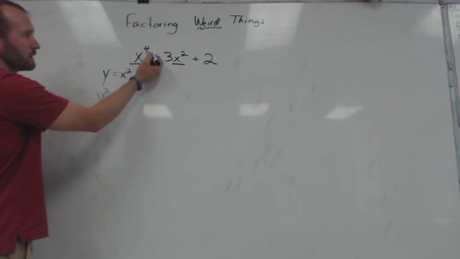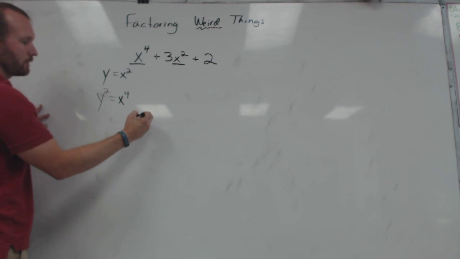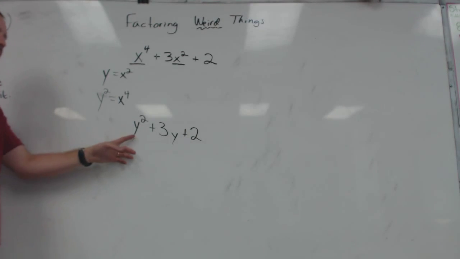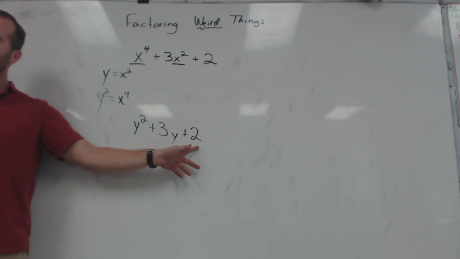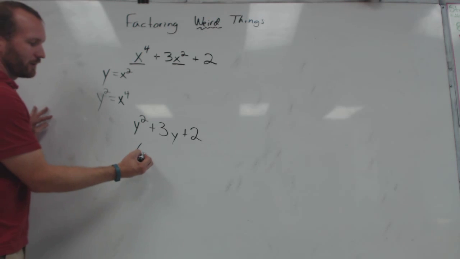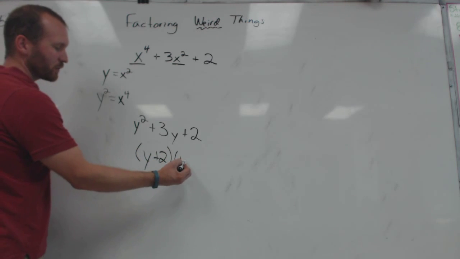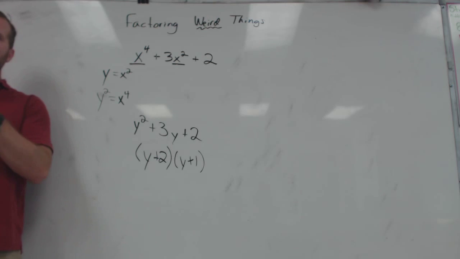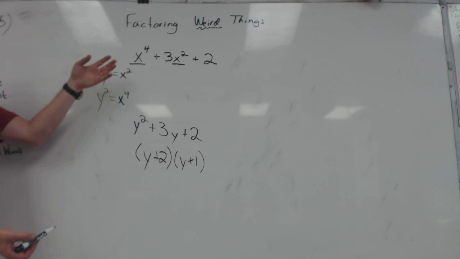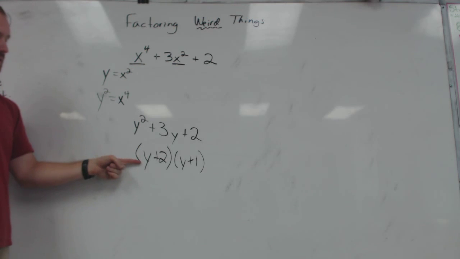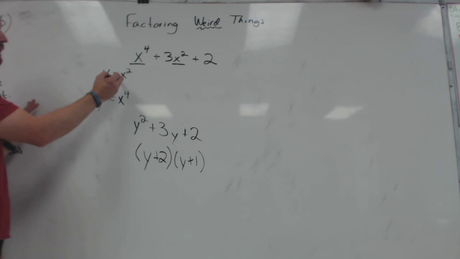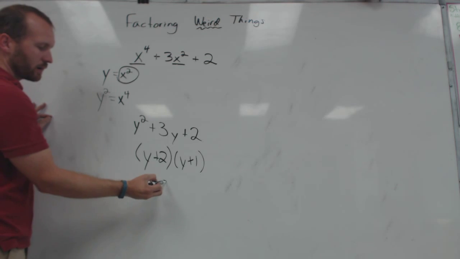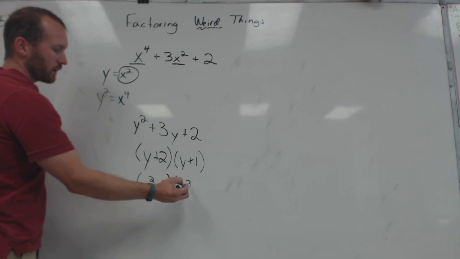I'm going to write y squared instead of x to the 4th, because those are equal. I'm going to write y instead of x squared. And now I have a quadratic that I can factor. Hopefully, if I wrote it correctly. Okay. Y plus 2 times y plus 1, because 2 and 1 are factors of 2 that add up to 3. And then there's just one final step. They gave me a problem with x's, so they're going to be pretty confused if I give them y's back. I need to plug the x back in, and I know that y is equal to x squared. So the factors here are x squared plus 2 times x squared plus 1.